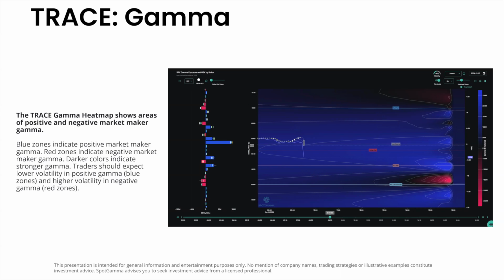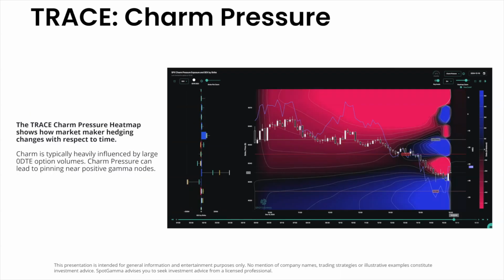The TRACE charm pressure heat map shows how market maker hedging changes with respect to time. Charm is typically heavily influenced by large 0 TTE options volume. Charm pressure can lead to pinning near positive gamma nodes at the end of the day.